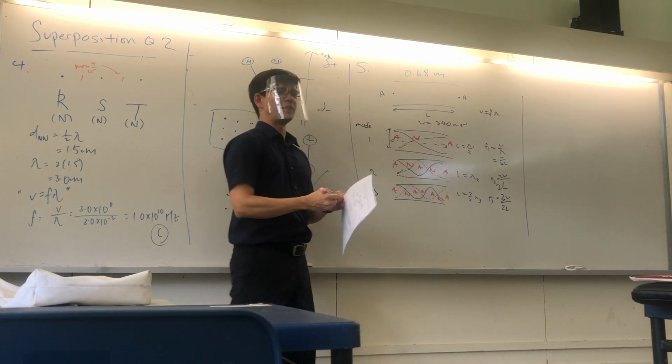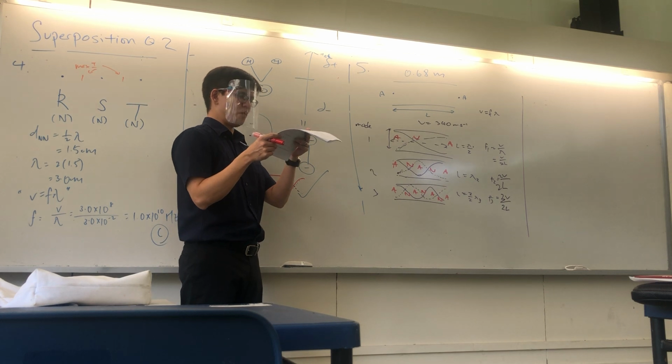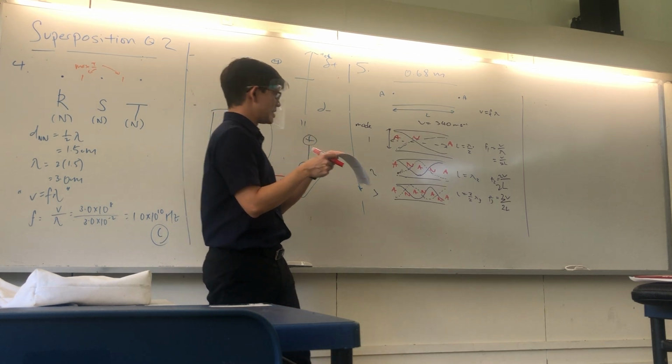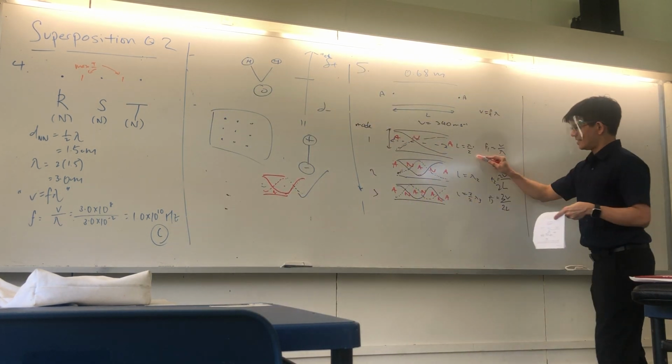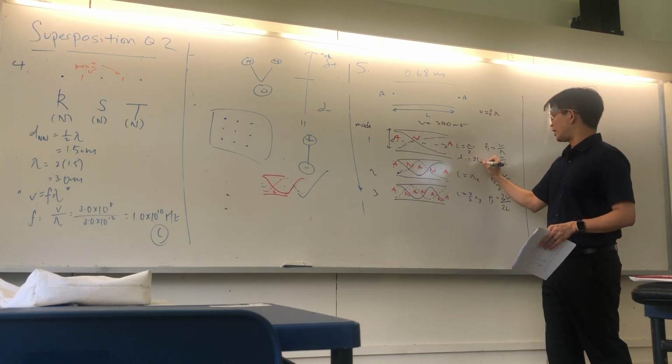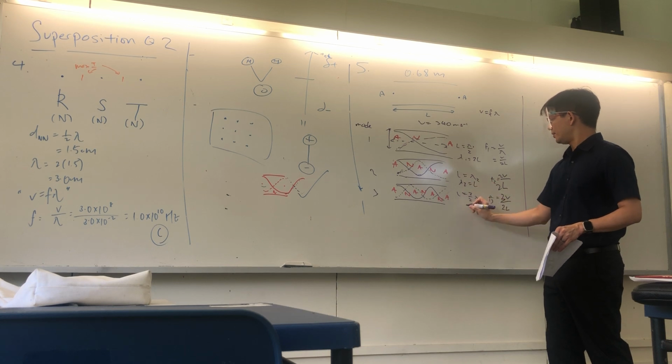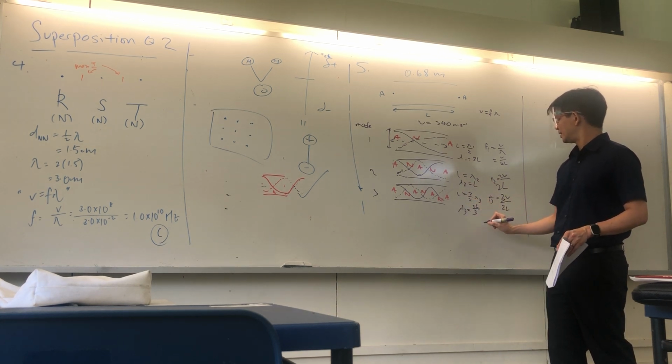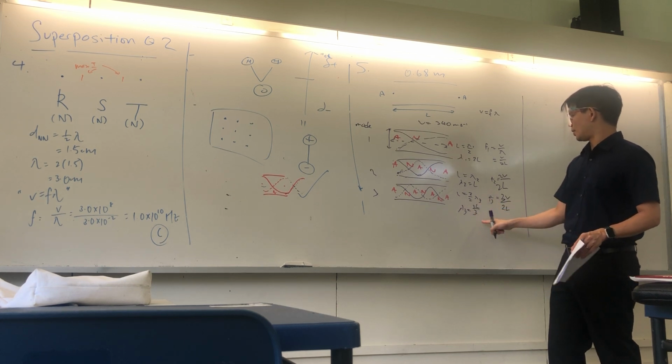Okay, so this is the labeling of the nodes and antinodes. Okay, we're done with that. With reference to your graph, determine the wavelengths and frequencies. So for the wavelengths, now we need to make the wavelength the subject. So lambda 1 equals 2L, lambda 2 equals L, and lambda 3 equals 2L over 3. Am I right? Yeah, 2L over 3.